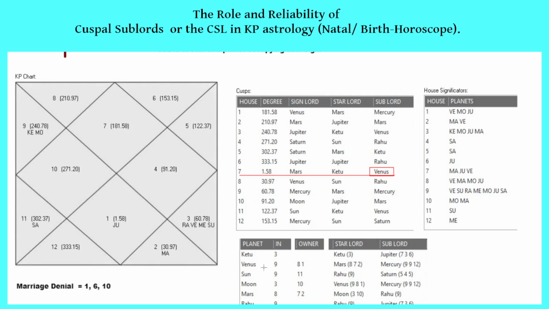So now if you look at this table, the table of planets over here, you find that the star lord of Venus is Mars. So Venus is a significator of the seventh house. And even if you look at house significators over here, you find that Venus is also indicated as the significator of the seventh house. So marriage is promised in this chart.